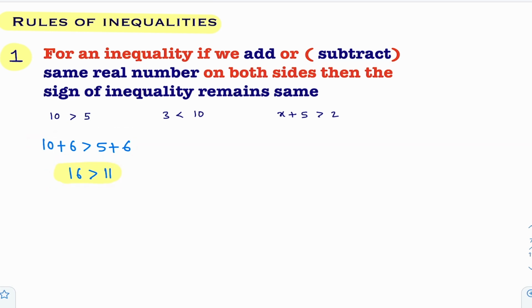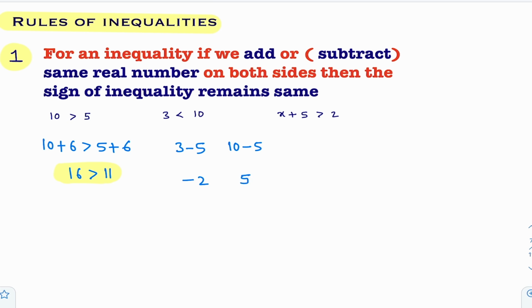Here, I have taken this example: 3 is less than 10. Is it true? Yes, 3 is less than 10. For this inequality, you subtract the same real number on both sides. Does the sign of inequality remain the same or change? You check. I'll take one number, 5, and subtract 5 from both sides: 3 minus 5 and 10 minus 5. 3 minus 5 is minus 2. 10 minus 5 is 5.